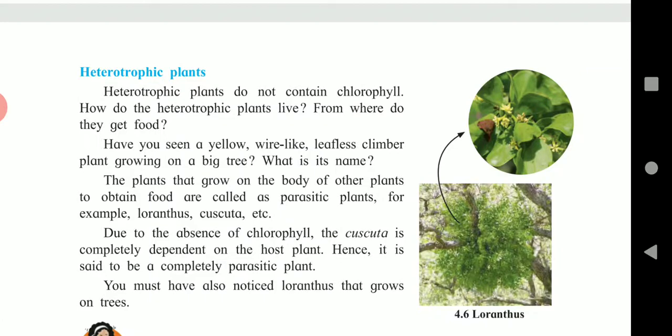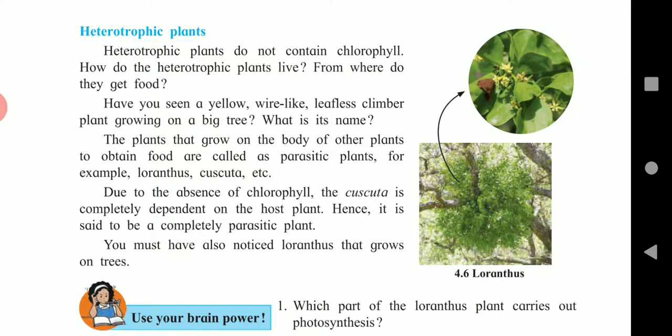Plants that do not contain chlorophyll are heterotrophic. They grow on or in the body of another plant to obtain food and are called parasitic plants. For example, Loranthus and Cuscuta. Loranthus in Marathi, what do we call it? That is bandgul, and Cuscuta means yellow wire-like structure plants.